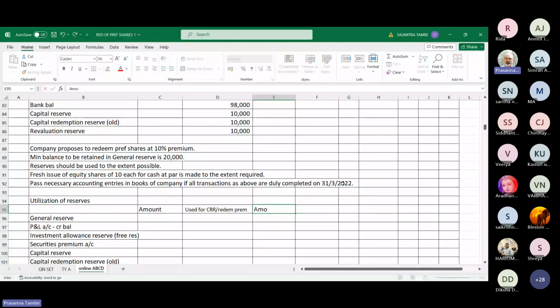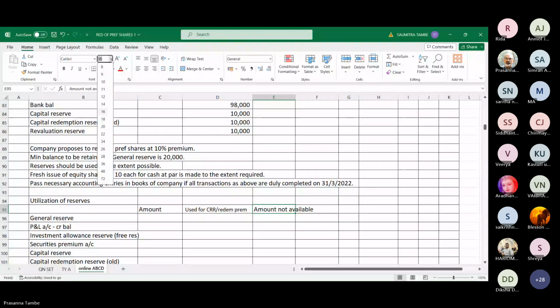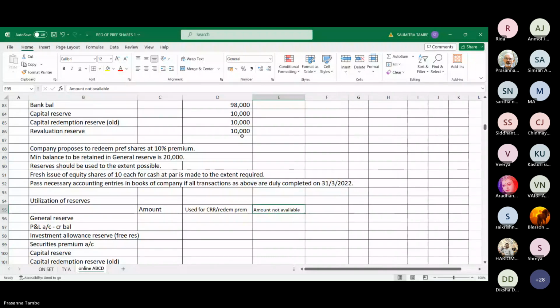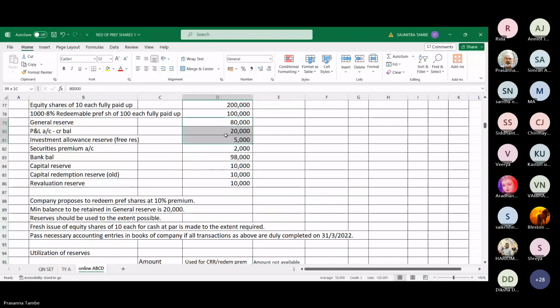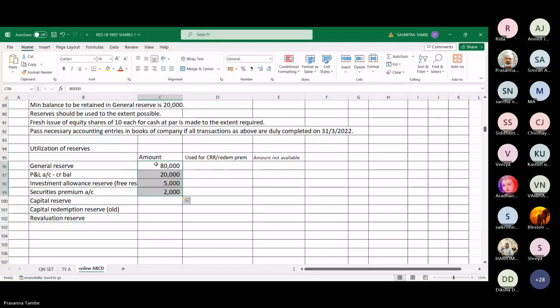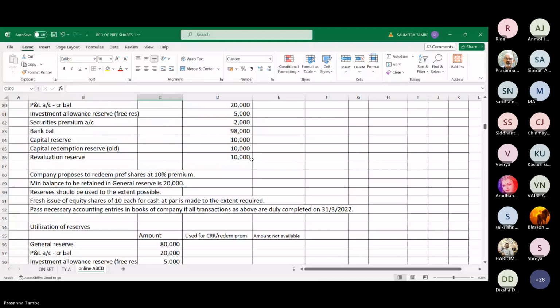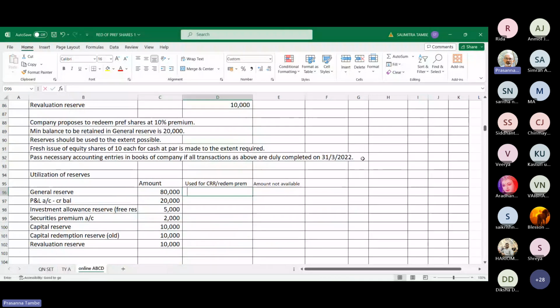So I'm putting the columns: amount which can be used, amount which is not available, and total amount. Let me copy the actual numbers first. So these are the actual numbers. Now out of general reserve, we can use 60,000. We can use P&L account 20. We can use this full 5,000. And out of general reserve, we have to retain 20. So that is not available. This portion we cannot use for our purpose.